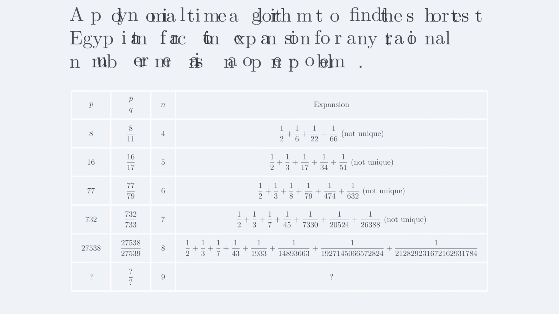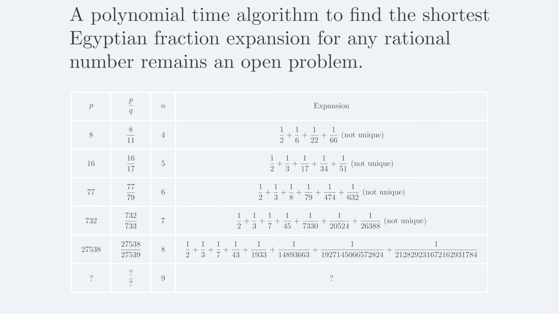Correspondingly, a polynomial time algorithm for finding the shortest Egyptian fraction expansion for any rational number remains an open problem in mathematics.